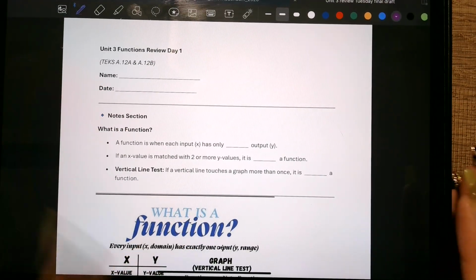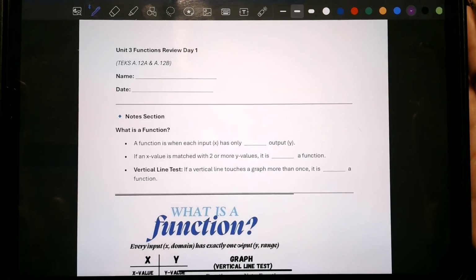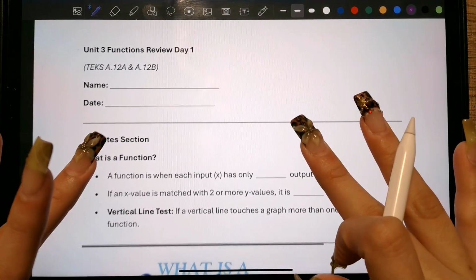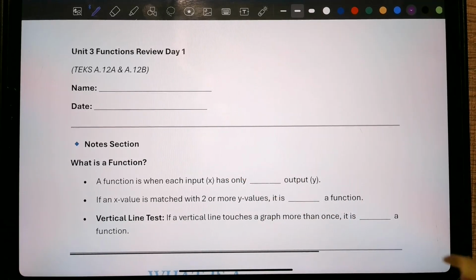Okay, hello everybody. So let's go ahead and get started. We are going to be talking about functions today, more specifically, what a function is and function notation.